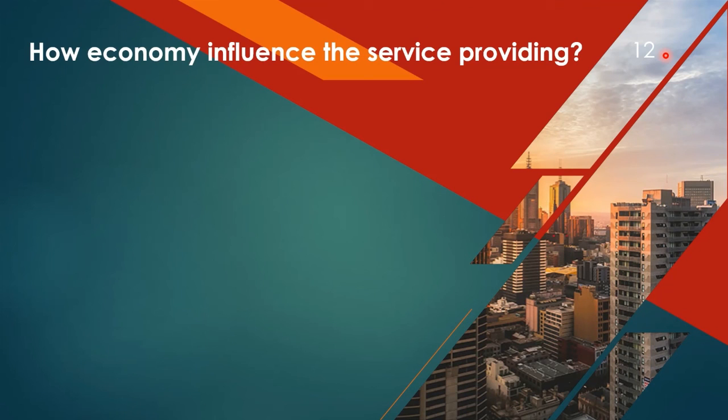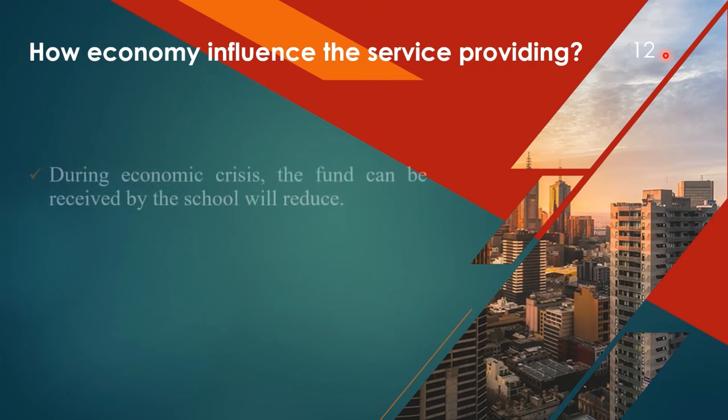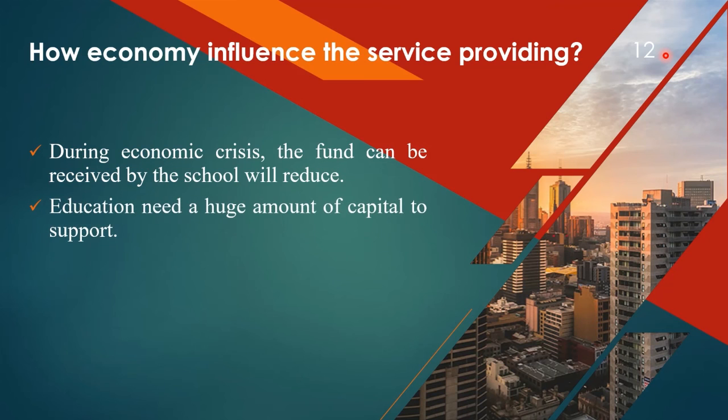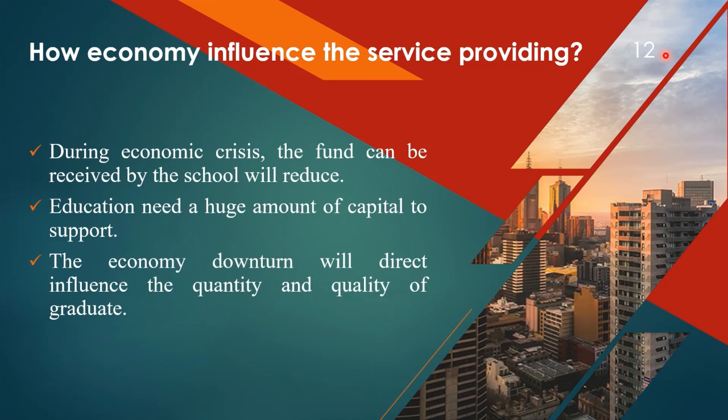Now, I'm going to present about how the economy influenced the service providing. During an economic crisis, the funds that can be received by the school will reduce. The slowdown of the economy is associated with a reduction in private funds available for schools. However, education needs a huge amount of capital to support. The economic downturn will directly influence the quantity and quality of graduates. So, the service providing will be affected gradually.